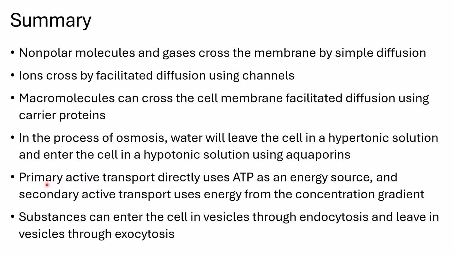We also learned that primary active transport directly uses ATP, while secondary active transport uses energy from an established concentration gradient, and that substances can enter or exit the cell in bulk through vesicles in the processes of endocytosis and exocytosis.